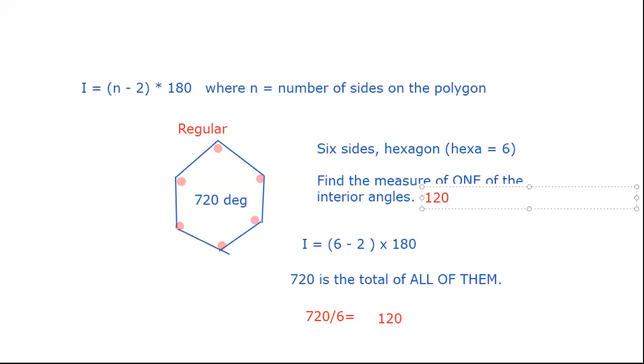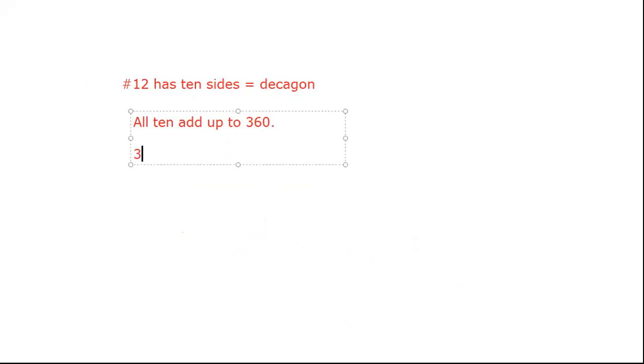If you look at number 12, number 12 has 1, 2, 3, 4, 5, 6, 7, 8, 9, 10 sides on number 12. Number 12 is a dodecagon. No, it's not. It's a decagon. Like a decade. And they want to know the measure of just one of the exteriors. Well, all 10 add up to 360. So 360 divided by 10 equals 36 degrees. Because they're all the same. It's a regular polygon, and it tells you that in the instruction.